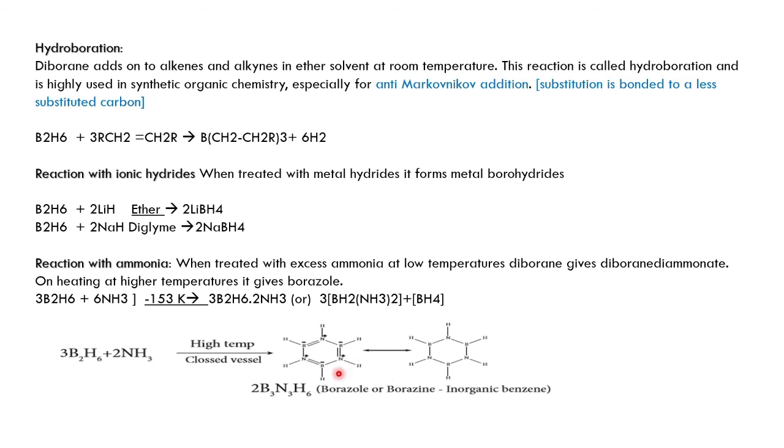Borazole looks like a benzene ring, with alternate NH and BH substituted in the ring with alternate double bonds. So we can call it inorganic benzene, borazole. If asked to write a note on borazole, or the reaction of diborane with ammonia, we have to write this for 2 or 3 mark question answers.